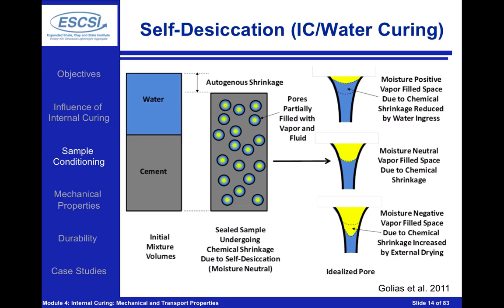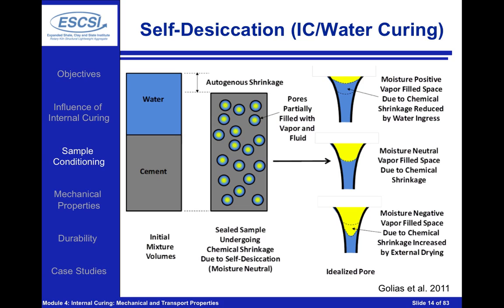So really, when we start to look at these different cases of how the samples are cured, we need to remember that we're changing the pressure inside of the fluid, we're changing the internal relative humidity of our concrete, and we're changing the moisture content inside of our system. So the top would be a case where we're adding additional water to the system through water curing or something like that. The middle case would represent where we've essentially sealed the concrete, or we're using a curing compound where we remain moisture neutral, but vapor-filled space opens because of chemical shrinkage. And on the bottom, we have chemical shrinkage being coupled with some sort of external drying, which is opening up additional empty space inside of the system.